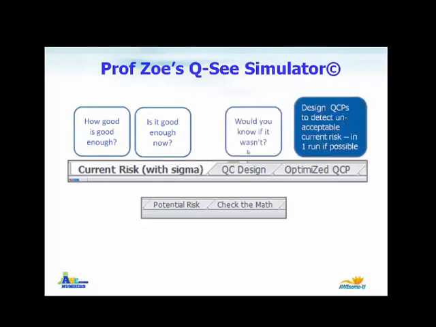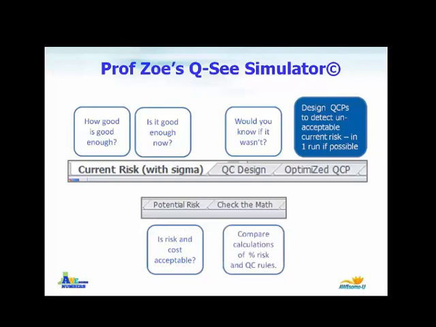The second section deals with, would you know if it wasn't good enough? How to design the QC, and you're going to design QC processes from a simple table based on margin for error. Finally, we come to potential risk, where you bring it all together. You can compare the cost to control quality with the potential cost of failure to control quality. And the final tab is simply some calculators I've thrown in so you can check the math on a few things you may be doing.